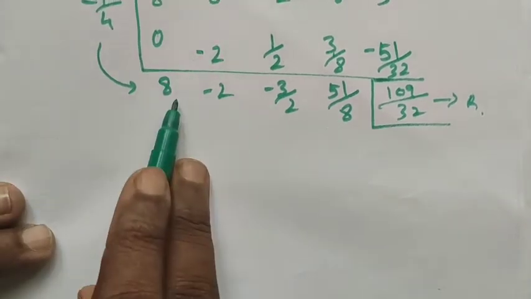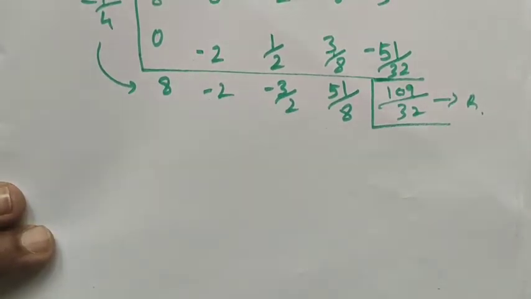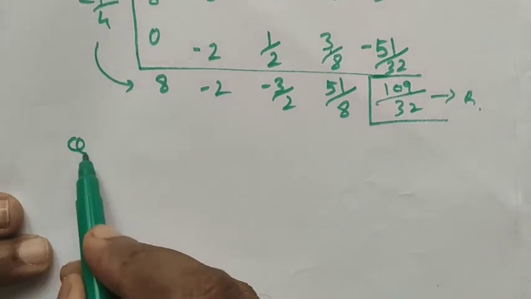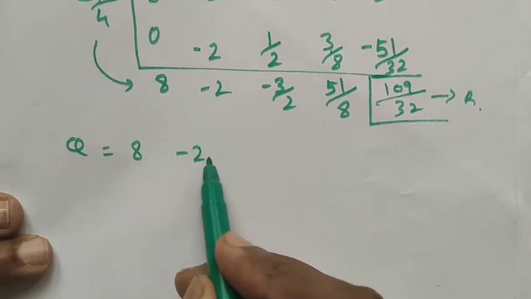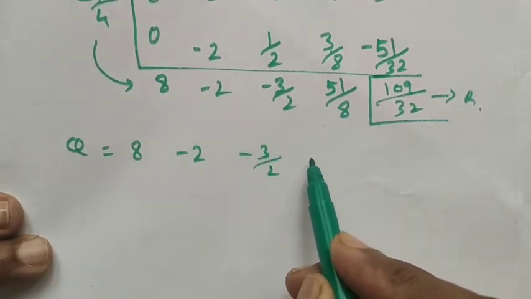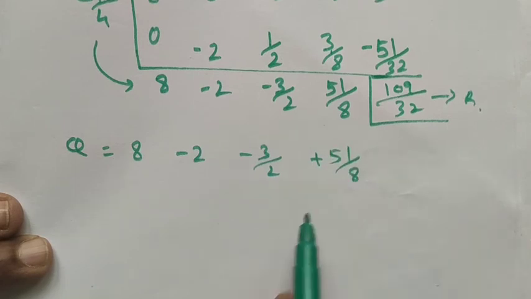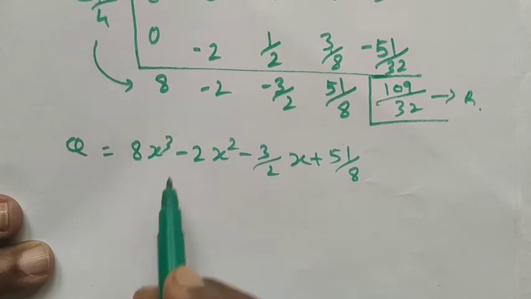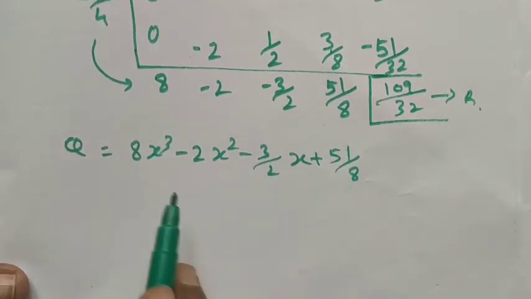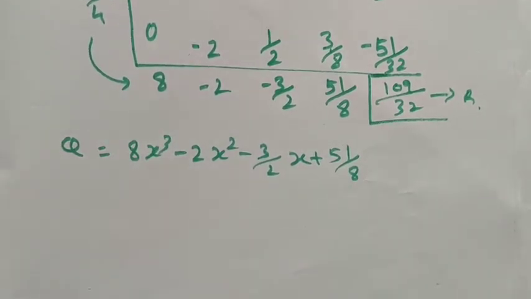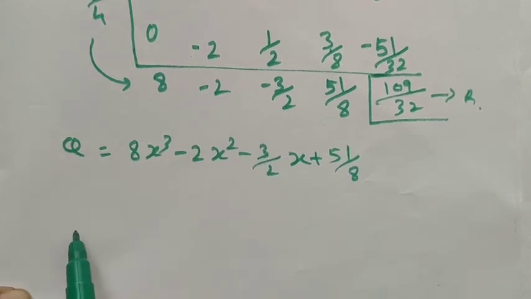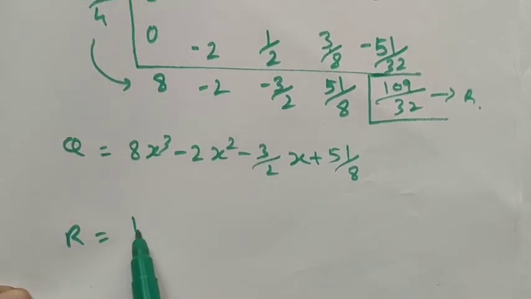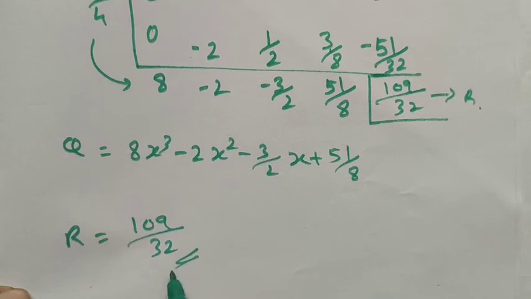And then the quotient is 8 minus 2 minus 3 by 2 plus 51 divided by 8. This term is x square and then x cube. See, here we have the quotient and the remainder r is equal to 109 divided by 32 is the answer.